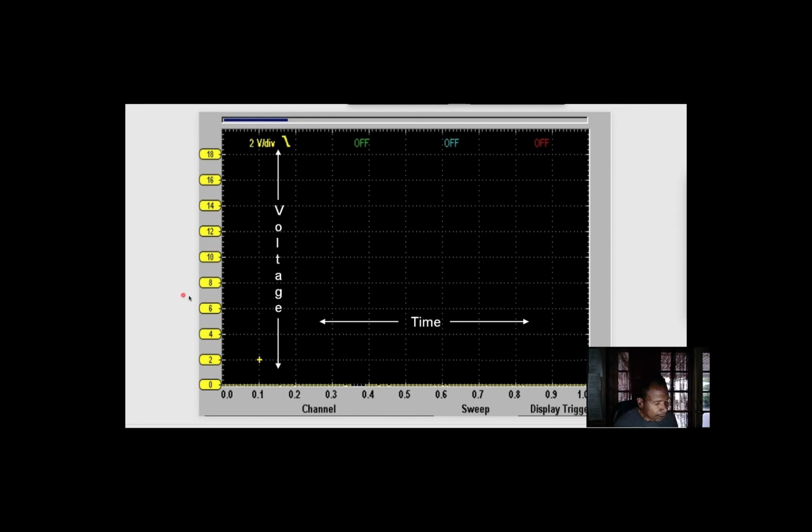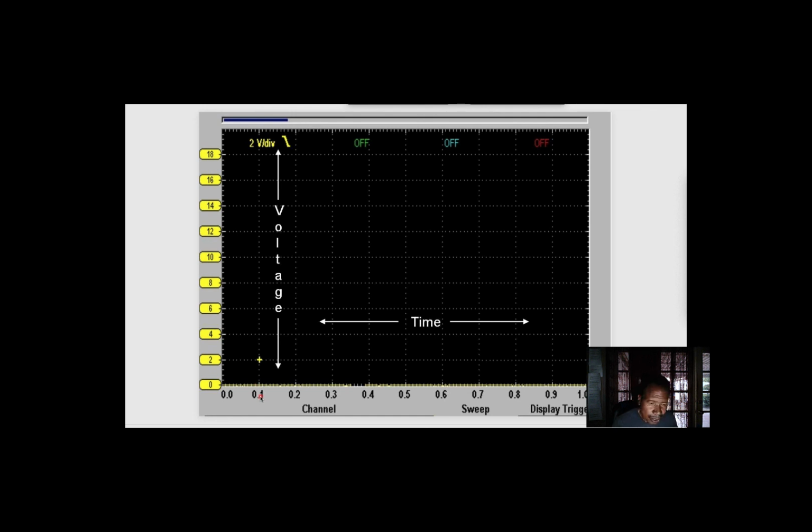Now, going left to right, it's my time. My time is how much time I need to see this digital signal on the screen. If you see here, I have 10 divisions going across the screen. Each division is worth how much? You see it says a tenth right here. So from here to here is a tenth.